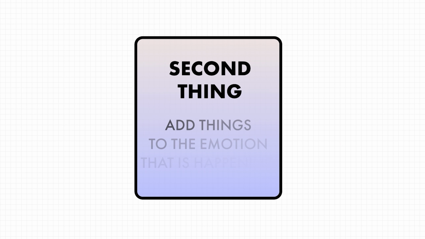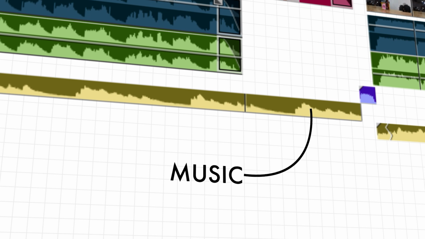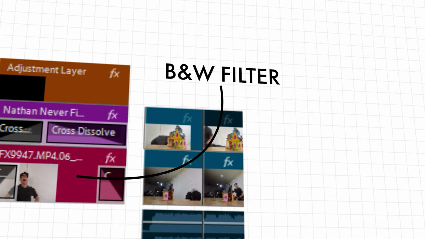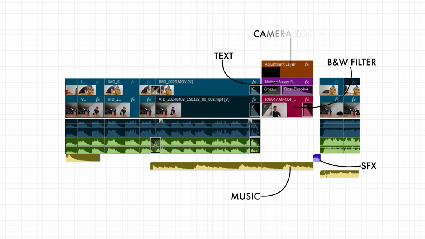Option 2 is to add things to the emotion that's happening in your video, which is exactly what we did here. We ended up adding some music that was sad. You could also add some sound effects if music doesn't work. And then we also did a filter that made it black and white. And then we added text and a camera zoom on top of that. So you can take a lot of the things that you learn about pacing, text, camera zoom, sound effects. You could even add in a meme if you wanted to. There's so many things that you can do on top of this.